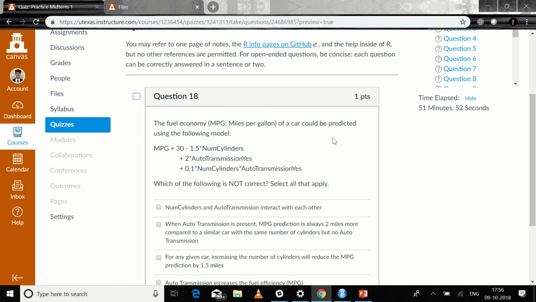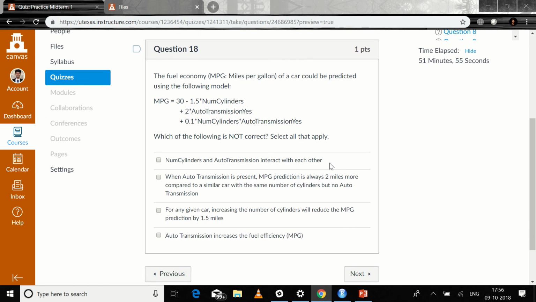Okay, all right. So again, MPG, and you're given the regression equation for that. It says 30 minus 1.5 times number of cylinders plus 2 times auto transmission, yes. In this case, the base variable would be no. Plus 0.1 times number of cylinders times auto transmission, yes. Right? So he's asking you which of the following is not correct. So make sure that you read that word not properly. I made that mistake when I solved it.